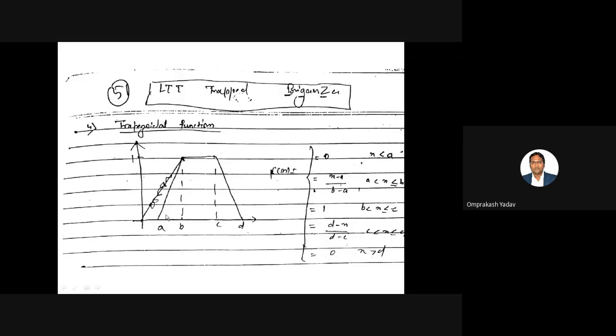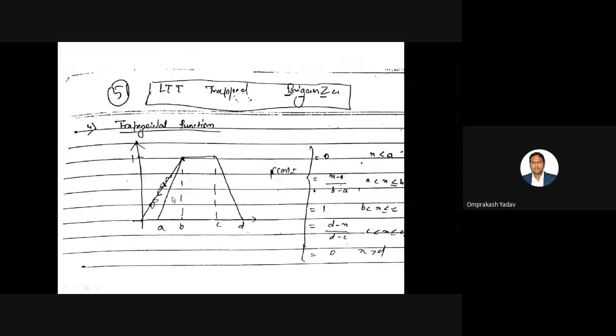So the first line is increasing line. Before that, if x is less than a, then there's 0. And in between a and b, so this is a range, a to b range, there is an increasing line. Whenever there is an increasing line, subtract from that variable. So just mark over here x. This is the x-axis.